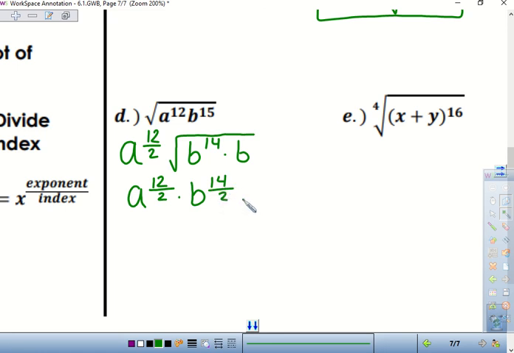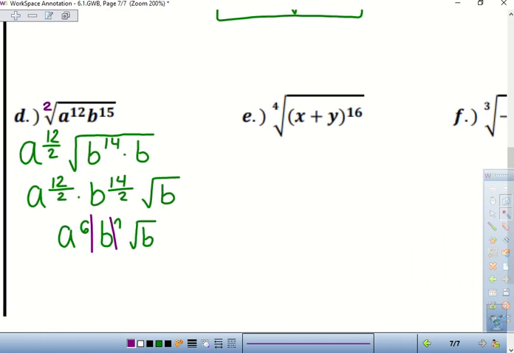So then we can now take out that b, so it's going to be a to the 12 over 2 times b to the 14 over 2, and then times the square root of b. Because I know the regular square root of b is just going to be to the 1/2, and I can't do anything to simplify that. So this is going to end up being a to the 6th, b to the 7th, and then you still have a b left in your root. Now, we took an even index, and did we get any odd results? Yeah. The b. Got to put an absolute value around it.